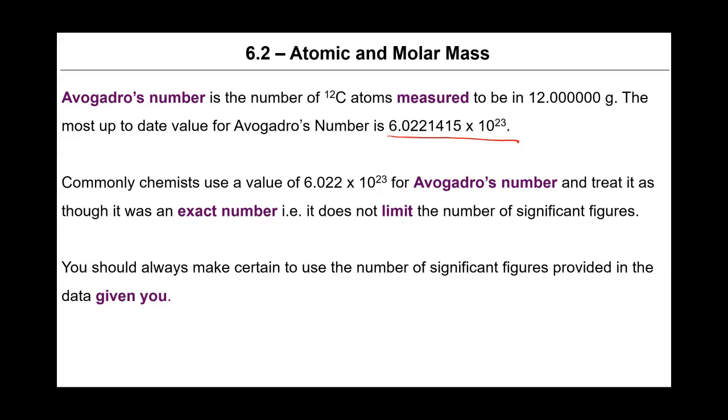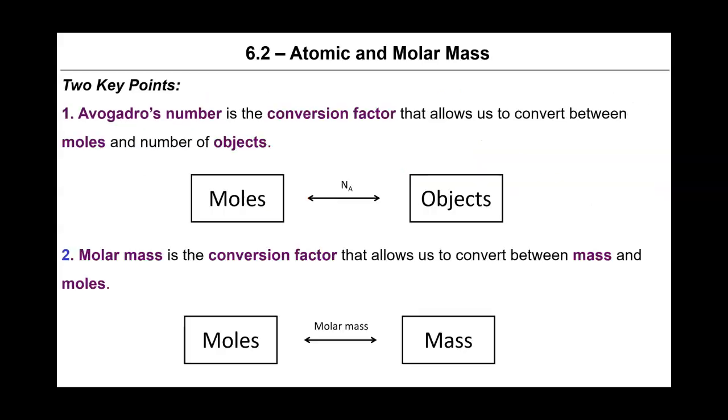However, while that's the best value that we've got for Avogadro's number, chemists normally just use 6.022 times 10 to the 23. That is, they normally just use the number good to 4 significant figures, and then they treat it as an exact number. That is, we're going to treat this number as though it has infinity significant figures. Whatever the situation that you're in, just please use the value of Avogadro's number that's given to you and the number of significant figures that's provided. That way, there won't be any issues with rounding errors and things like that. So, 2 key points worth noting: Avogadro's number is the conversion factor that allows us to convert between moles of something and the number of objects in a sample, whereas molar mass is the conversion factor that allows us to convert between moles and the mass in grams.